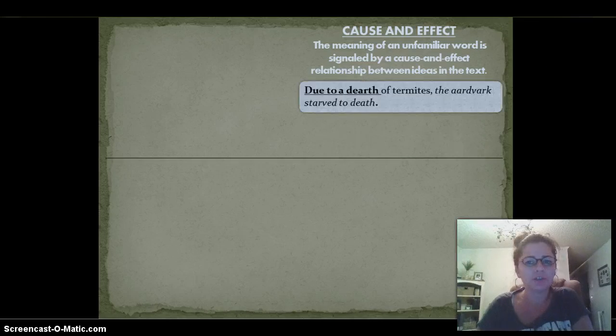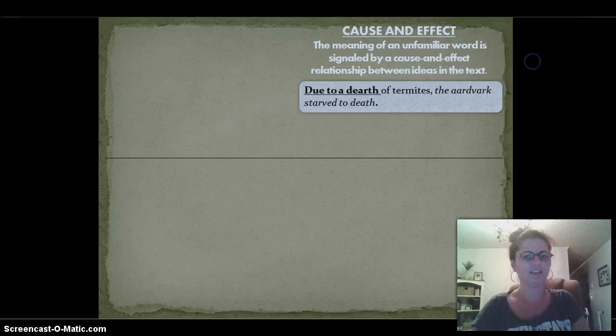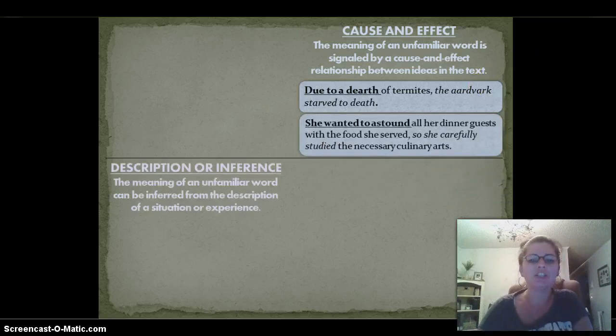Due to a dearth of termites, the aardvark starved to death. Aardvarks eat termites, so I have to think. So if the aardvark starved to death, it didn't have enough food, and it's termites, so a dearth of termites starved the aardvark. Oh, so dearth must mean like the extermination of termites or something, right? Makes sense.